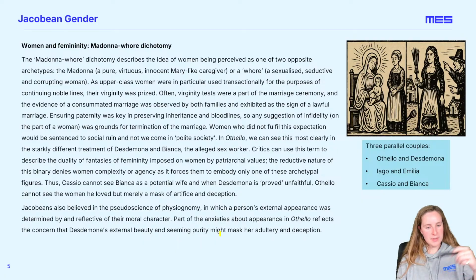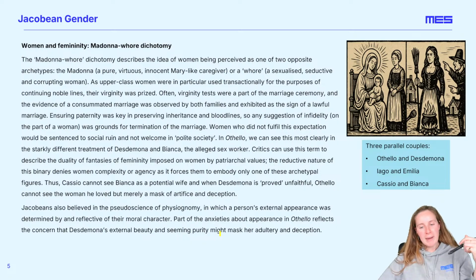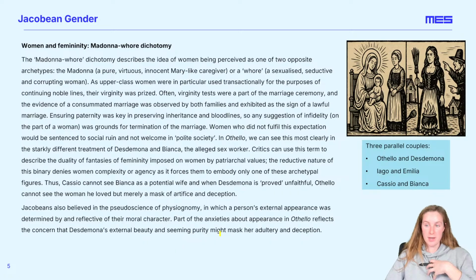Jacobeans also believed in the pseudoscience of physiognomy, as I mentioned, in which a person's external appearance was determined by and reflective of their moral character. Part of the anxieties about appearance in Othello reflects the concern that Desdemona's external beauty and seeming purity, her paleness in particular, might mask her adultery and deception. So literal blemishes on people's face were meant to be indications of their blemishes and their sins internally.